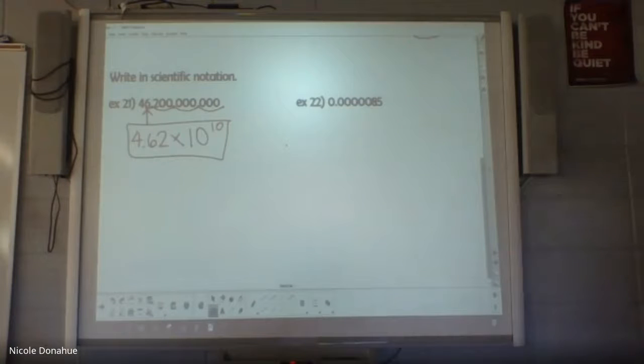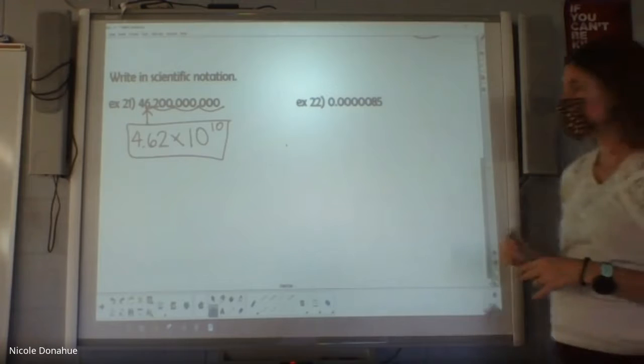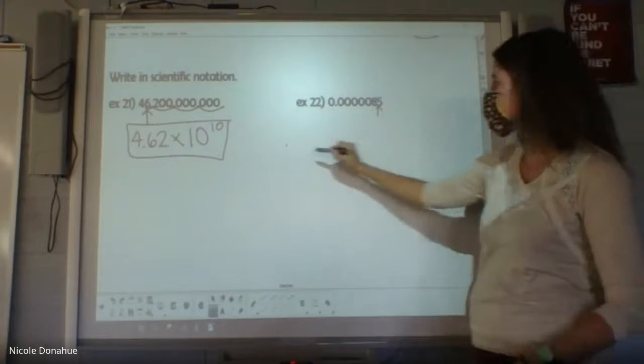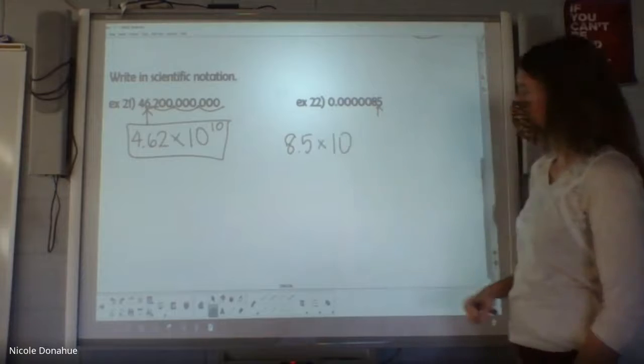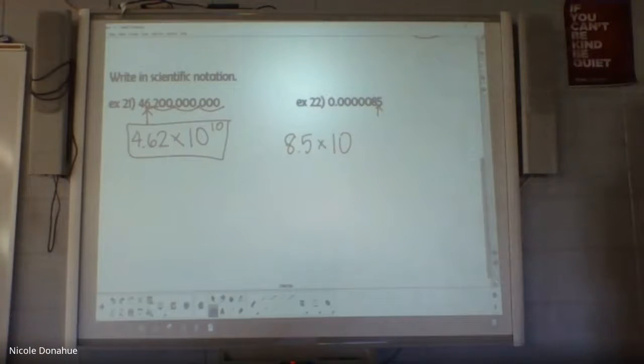So how can I make 0.000085 into lunch money? Where do I want the decimal to be? 8.5. Now this one is a really, really small number. So instead of multiplying by 10, I'm really like dividing by 10.